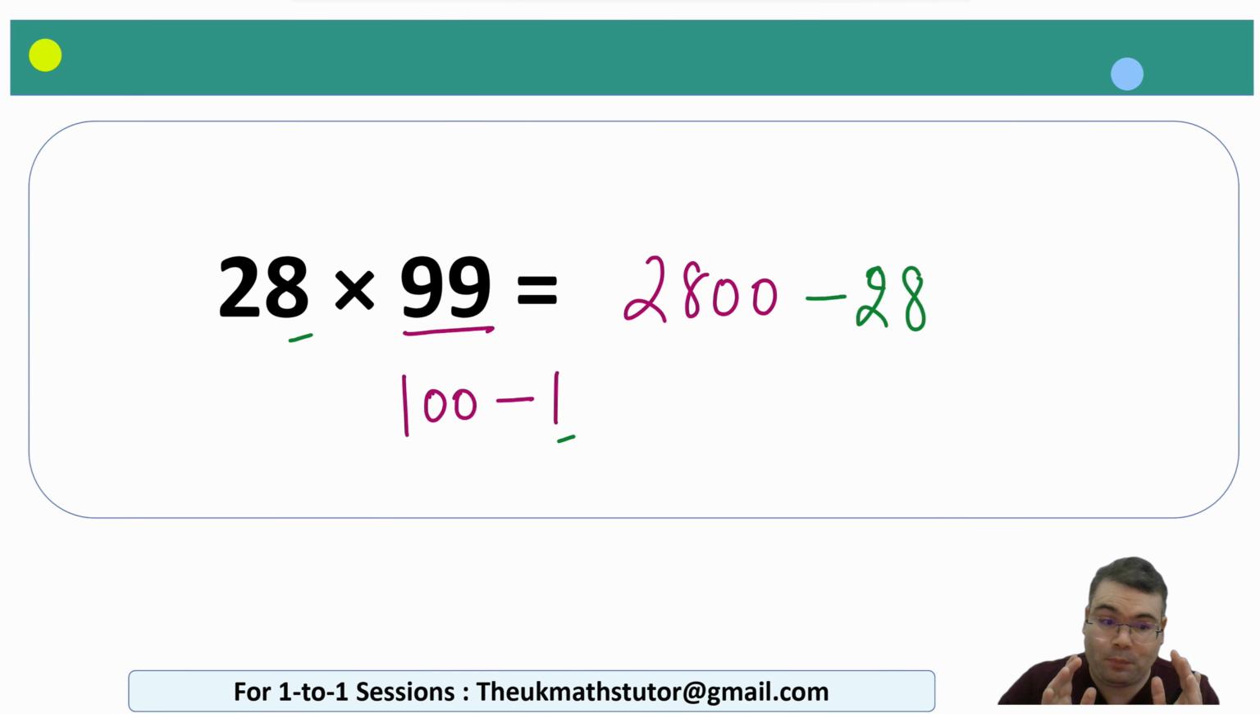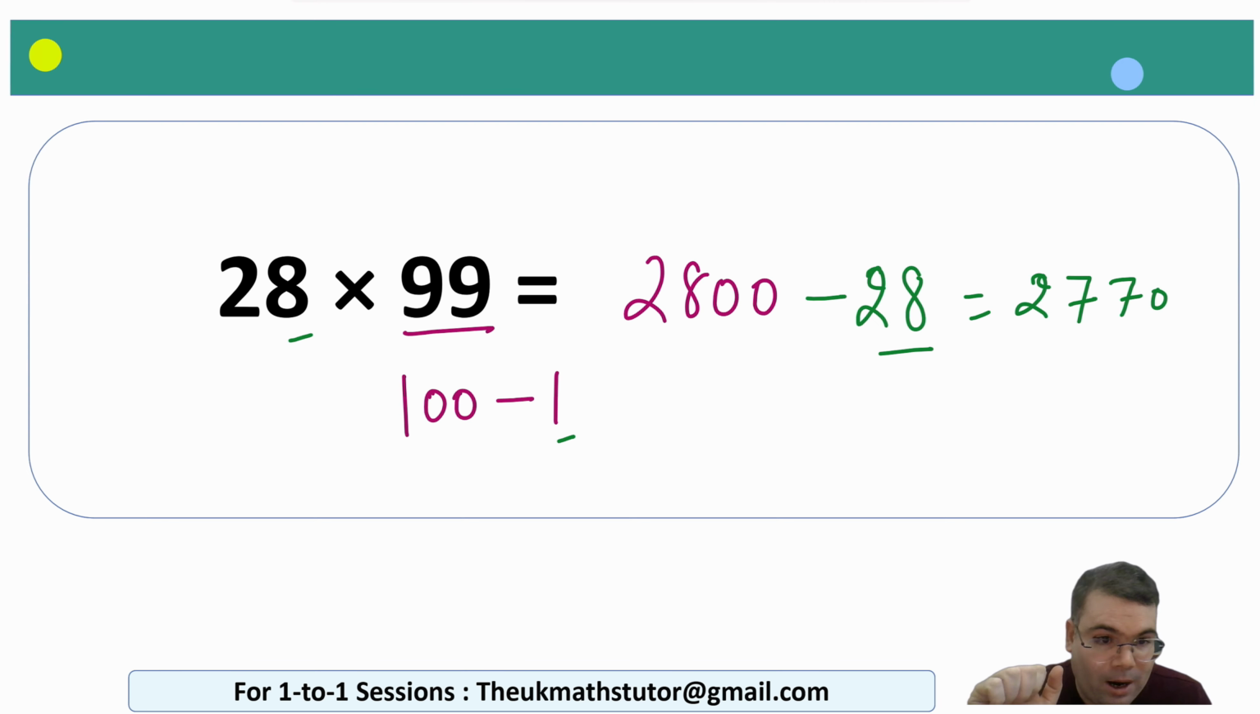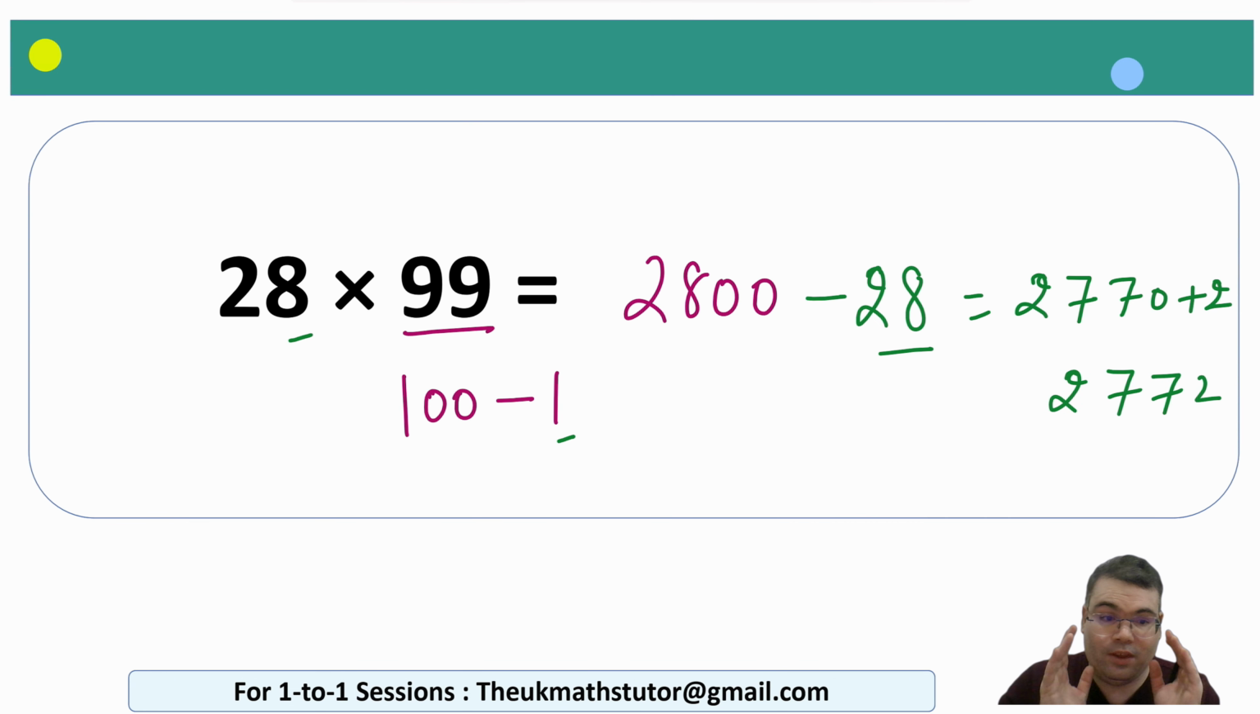Now how to subtract them? 28 we take as 30. So when we take it as 30, it becomes 2800 take away 30, which is 2770. But we have subtracted 30, we need to subtract 28, so we need to add further 2. So this is 2772.